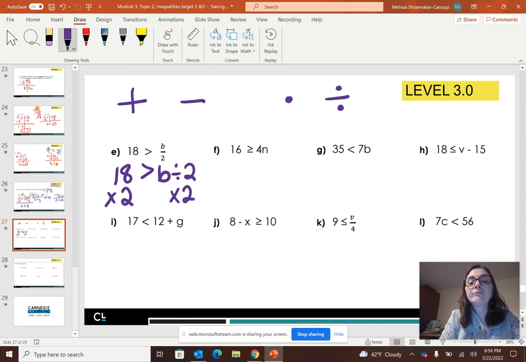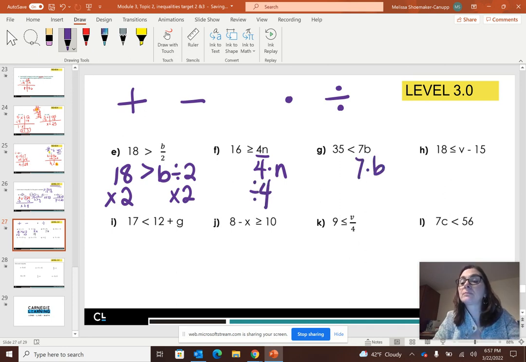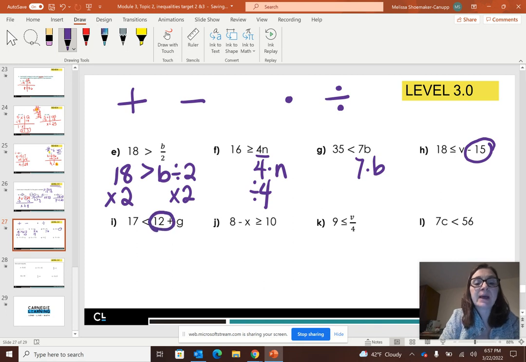Remember the 4 smashed with the n means 4 times n. So you're going to do the opposite, which is divide. Same thing here, that's 7 times b. I'm not even going to help you with this one. Subtraction, I think we're good with that. Now, even though the add is back here, we know the opposite is going to be subtract.